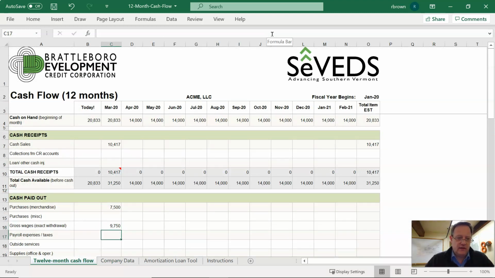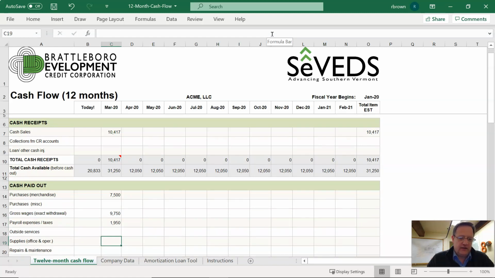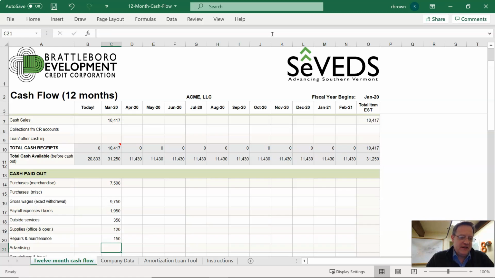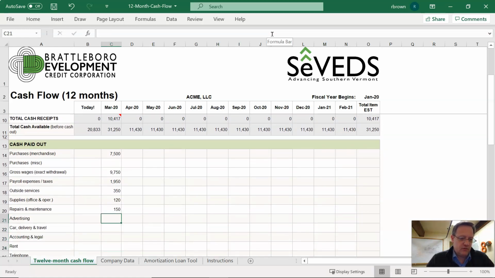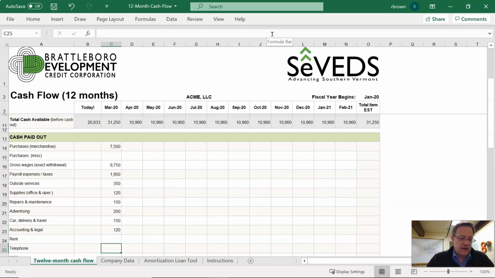Payroll expenses and other things, again, this is not terribly scientific, but I'm going to just take 20% of the gross wages. Great, okay. Outside services, so at the beginning of the month some contracted work was done. Supplies, typically $120 a month, and general supplies, repairs and maintenance in the budget that was done last fall. $150 a month was budgeted for repairs and maintenance. Advertising, the company was doing about $200 a month in advertising, $150 in mileage, accounting and legal, QuickBooks Online, rent.